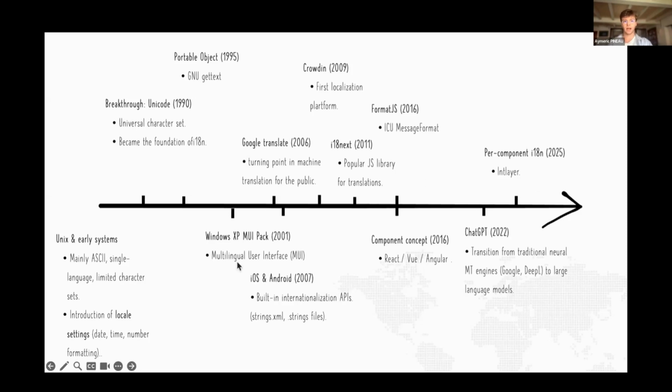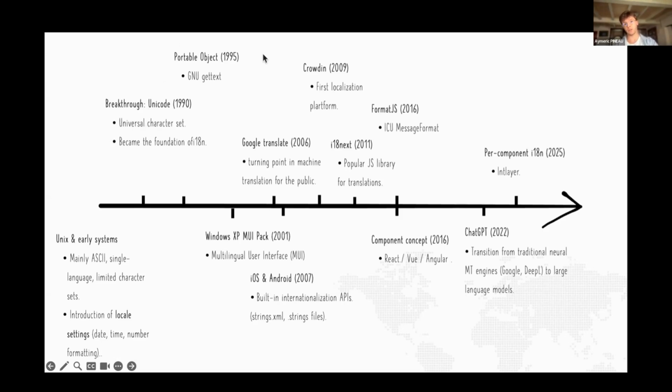So let's have a look at the history of internationalization. The first problem that we had was rendering characters. How do we render accents? How do we render Cyrillic characters, Chinese ones? So it was only since the 90s that the foundation of i18n arrived with Unicode, the Universal Character Set.